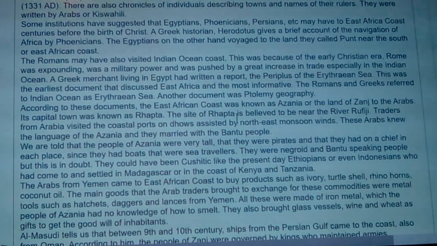So tell you that the Egyptians, on the other hand, voyaged to the land they called Punt near the south or east African coast. Yeah, well, it could be there or it could be over on the Yemen side. They definitely show and tell that they have to go out into the Red Sea and cross. And it takes them like 25 days to get there. So it doesn't seem like it would be right up there.